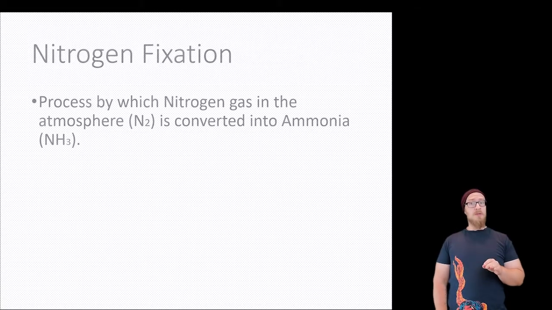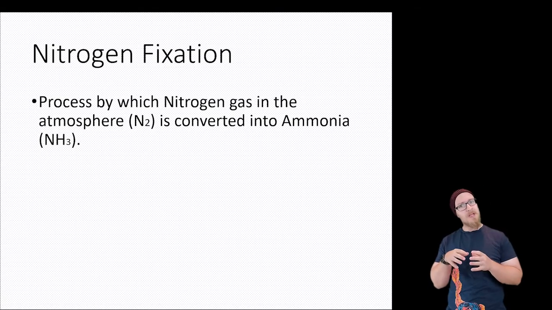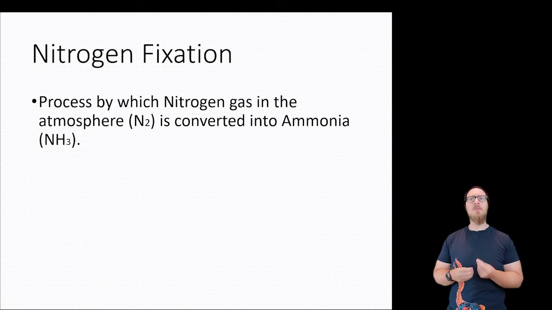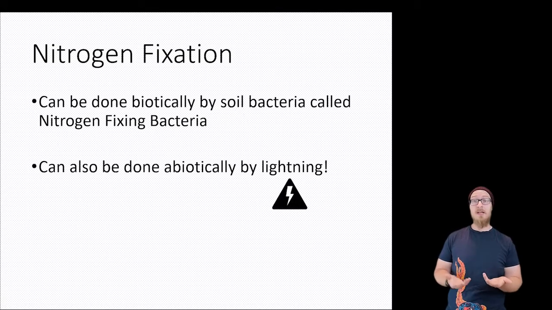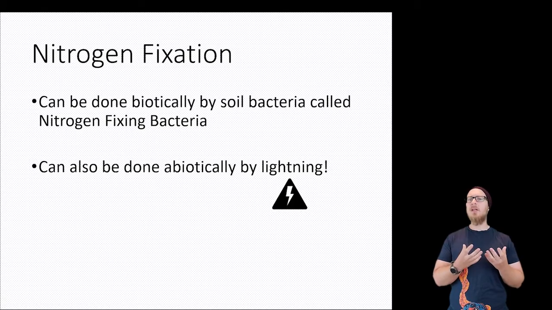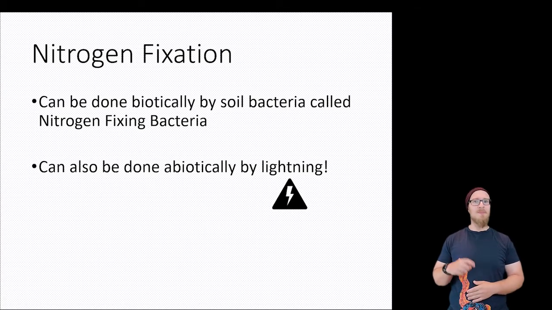Before we get into the cycle, there's a couple of terms and processes that I want you to know the definitions for. Nitrogen fixation is the process of taking nitrogen gas in the atmosphere and converting it into ammonia. This can be done in two ways. The most common way is that bacteria facilitate the process. We call it nitrogen fixing bacteria, and they take nitrogen gas from the atmosphere and convert it to ammonia and store it in the soil. This process can also happen through lightning. Lightning can also convert nitrogen gas into ammonia.